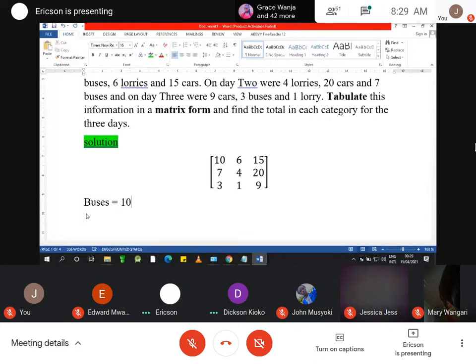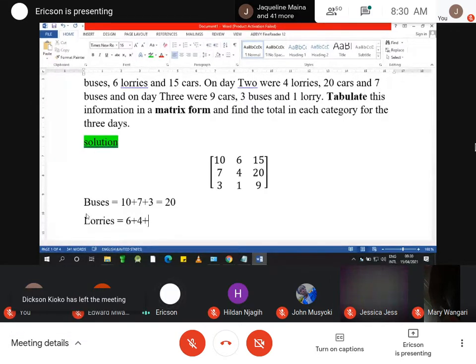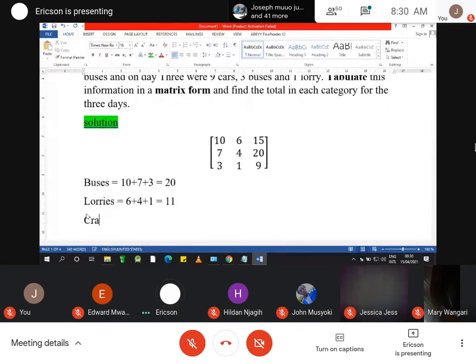Start with the buses. This will be just 10. Add 7. Then you add 3, add in each category. So the total number is 20. The number of lorries, 6, add 1, it will give us 11. Then you can go to the number of cars, the last column. That is 15, 9, plus 29. Total in each category for the number of buses. For the number of lorries is 11. For the number of cars.